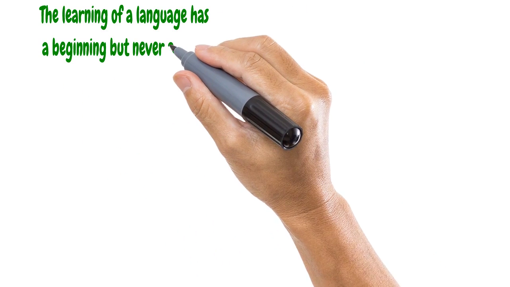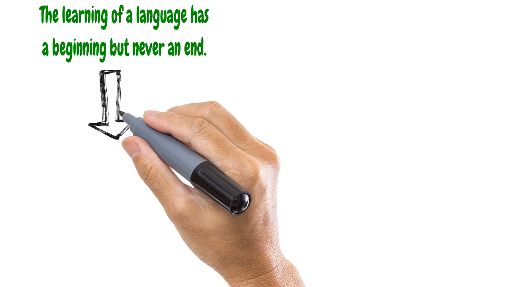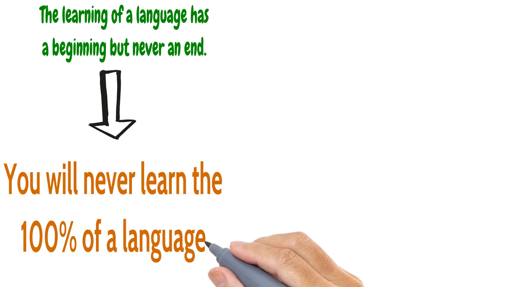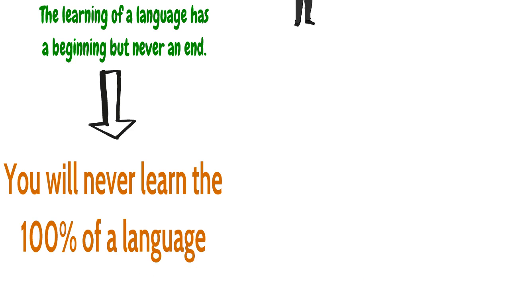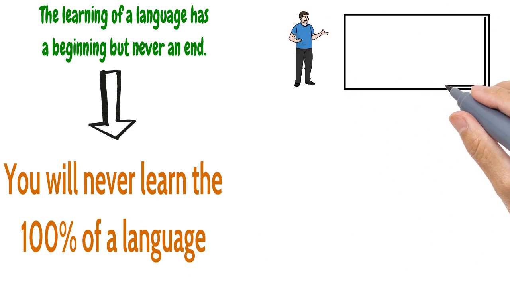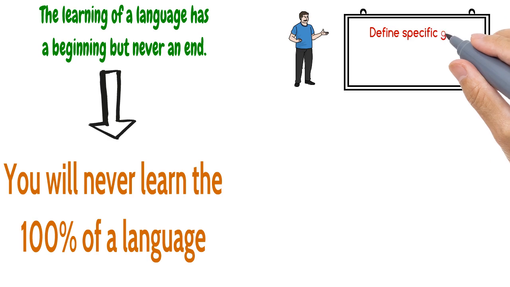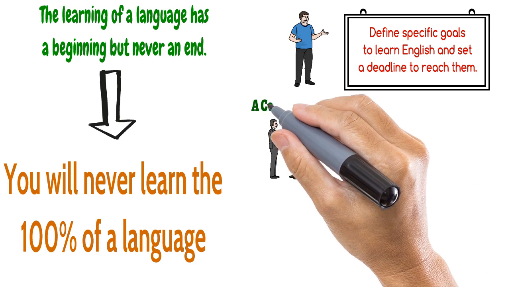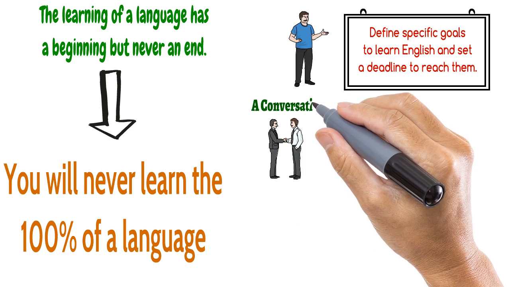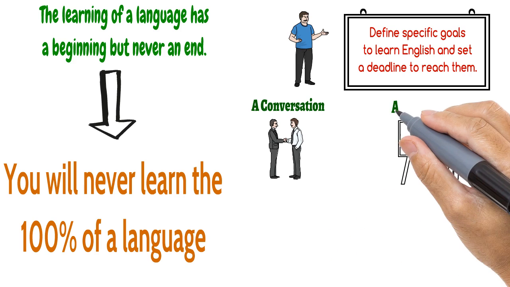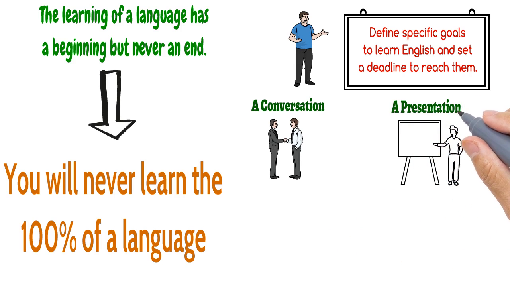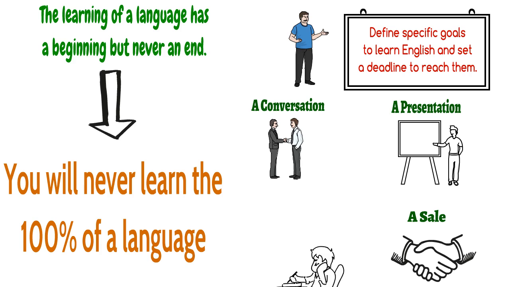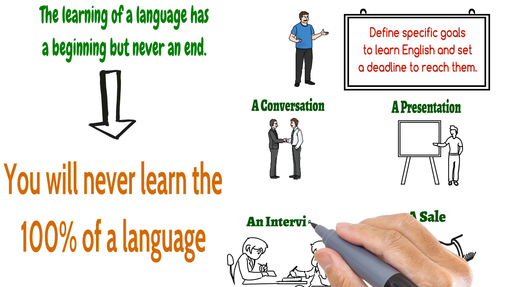Every one of us can start to learn an additional language at any time we decide, but we are never going to stop learning it. It is like our native language. With every new experience in our lives, we learn new words or different ways to refer to things. We never learn a language 100%, but it is possible to define clear objectives to reach certain goals. For example, being able to hold a conversation with a person about a specific topic, or being able to give a presentation about the results in your job, or being able to close a sale of one product to a potential customer, or being able to speak fluently in a job interview.